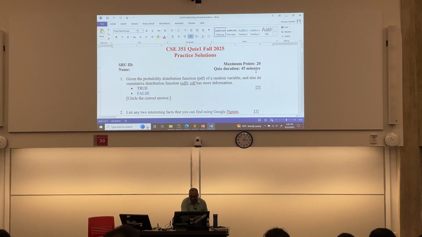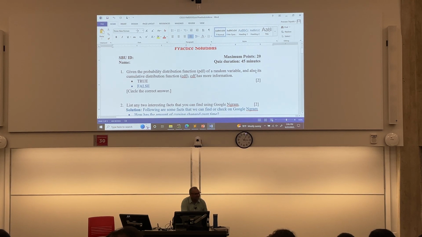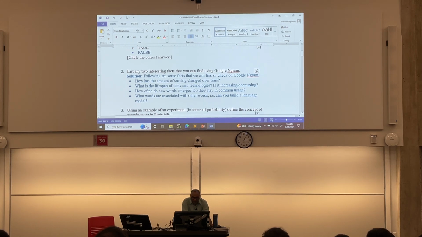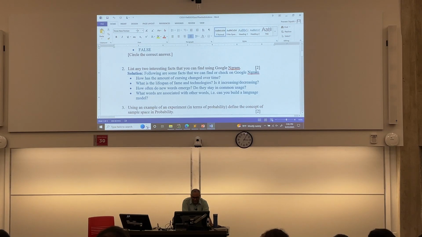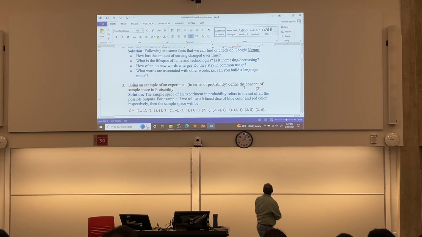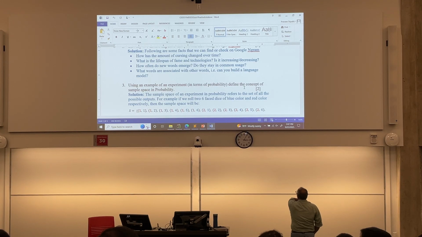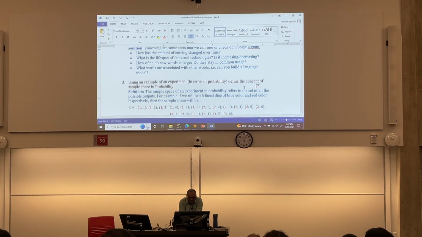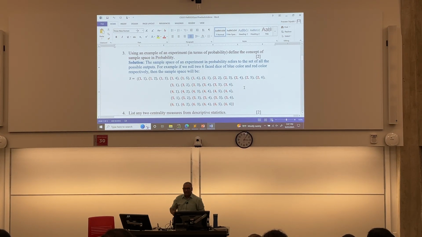List any 2 interesting facts that you can find using Google. This is a question directly taken from the lecture, and the solution is again taken from the lecture. Simple. Using an example of an experiment, define the concept of sample space and probability. I'm using the same example: the sample space of an experiment in probability refers to the set of all the possible outcomes. As an example, if in our experiment we have 2 six-faced dice, one of red color, then this example and definition are again from our lecture slides.